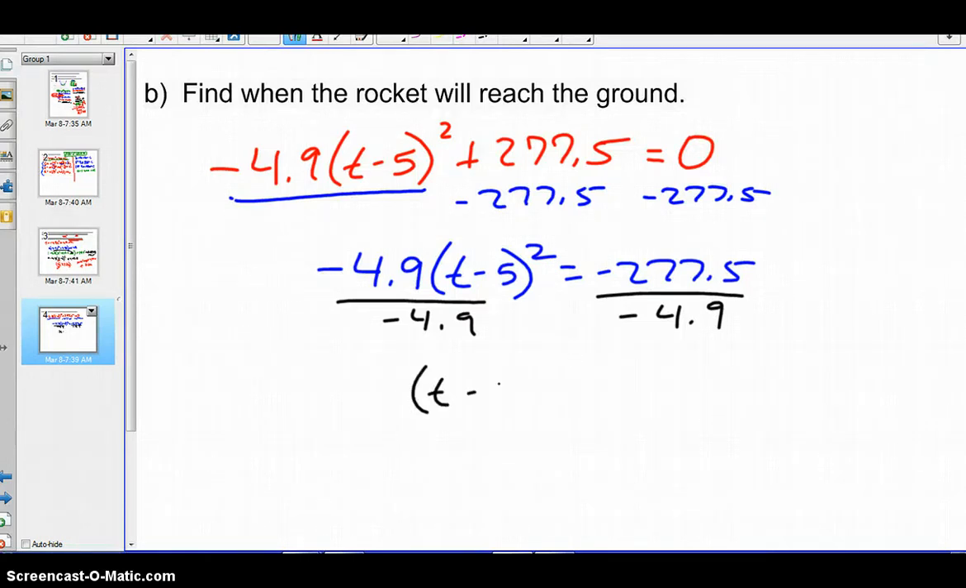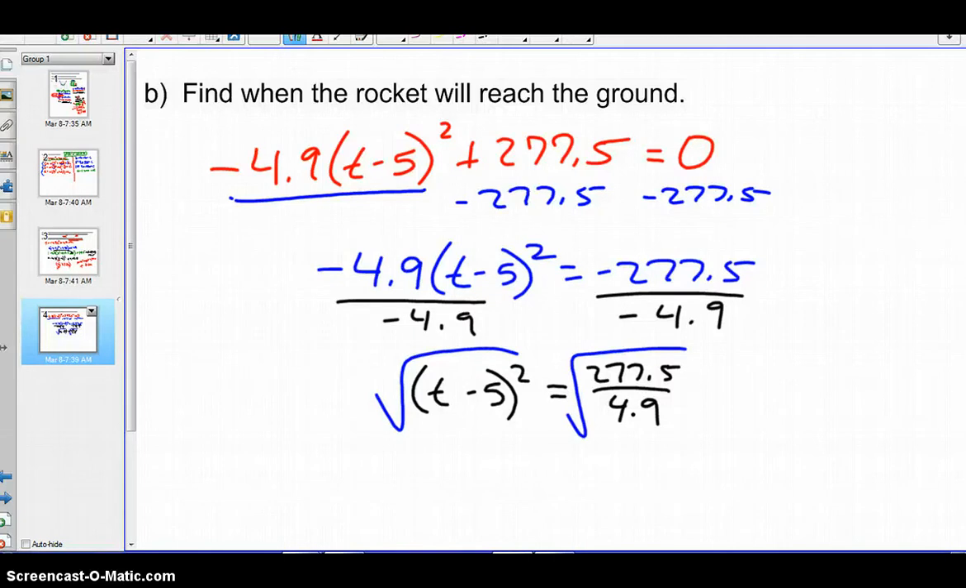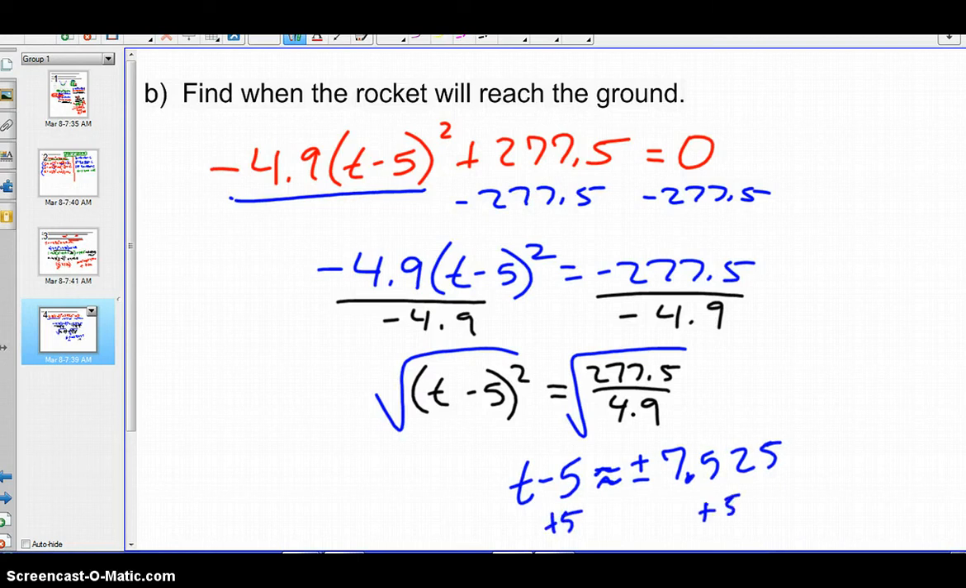We're going to get t minus 5 squared over 277.5 over 4.9. You can find out what that decimal is. And then we would take the square root of both sides. And we're going to get t minus 5 equals approximately plus or minus 7.525. And then we need to add 5 to both sides in order to solve for t. And technically it's plus or minus, but we know that time can't be negative, so we're going to need to get rid of that negative. And we're going to say that it's approximately 12.525 seconds. And that concludes the notes for section 9.8.